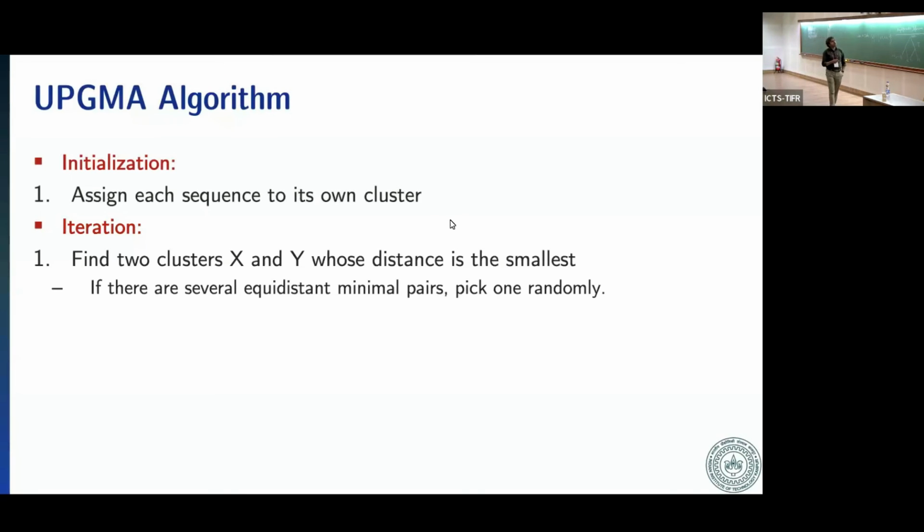You have to find two clusters X and Y whose distance is the smallest. Okay, so that means you are going to take a look at all the pairwise distances in the distance matrix. You are going to choose a pair of sequences for which the distance is the minimum. Okay.